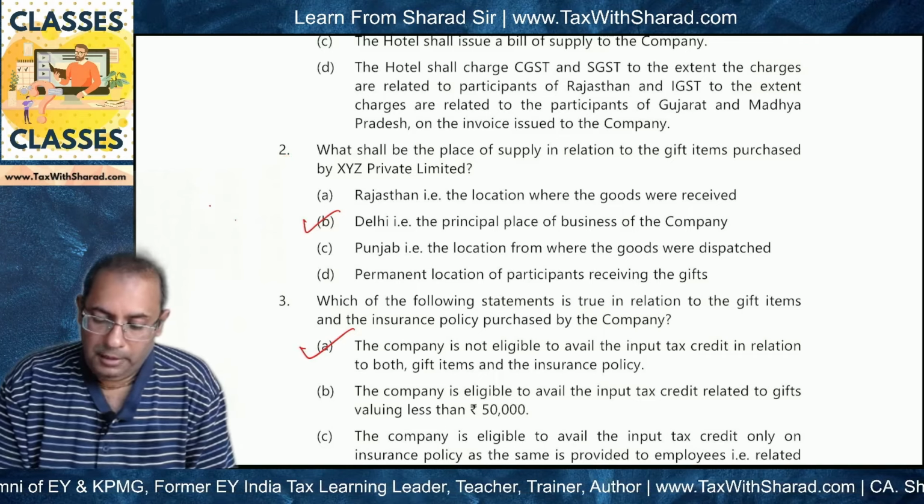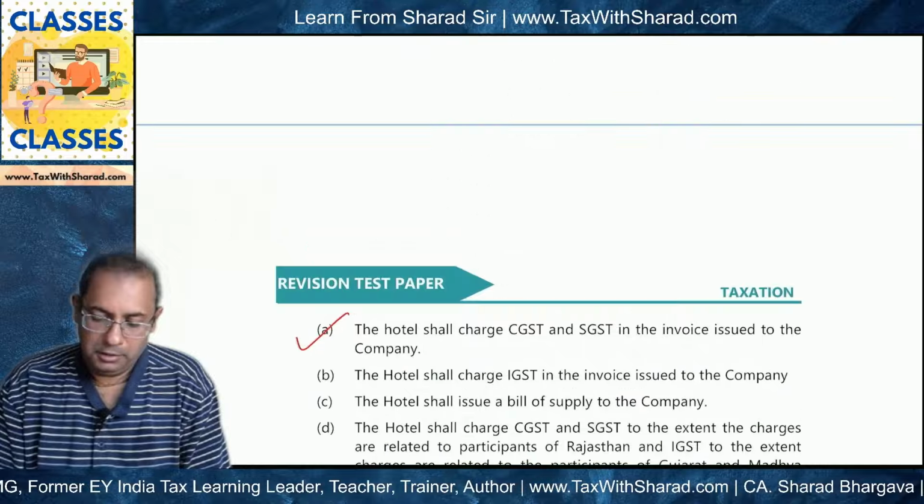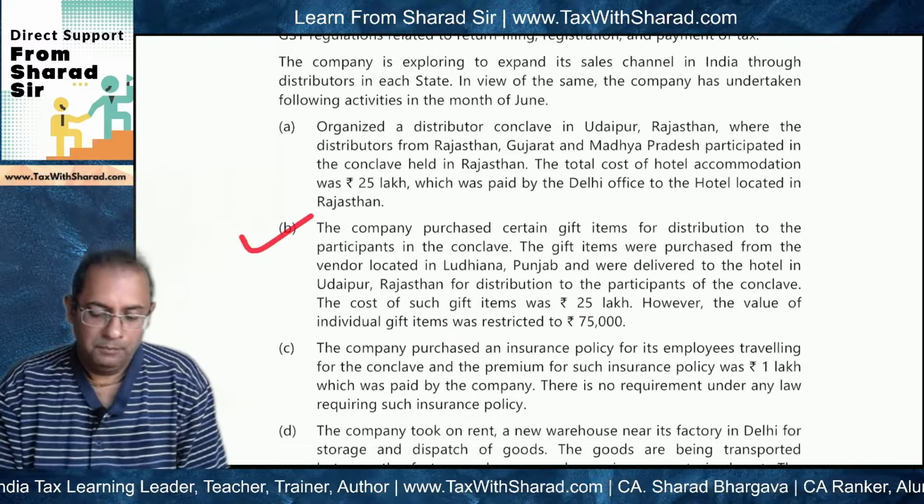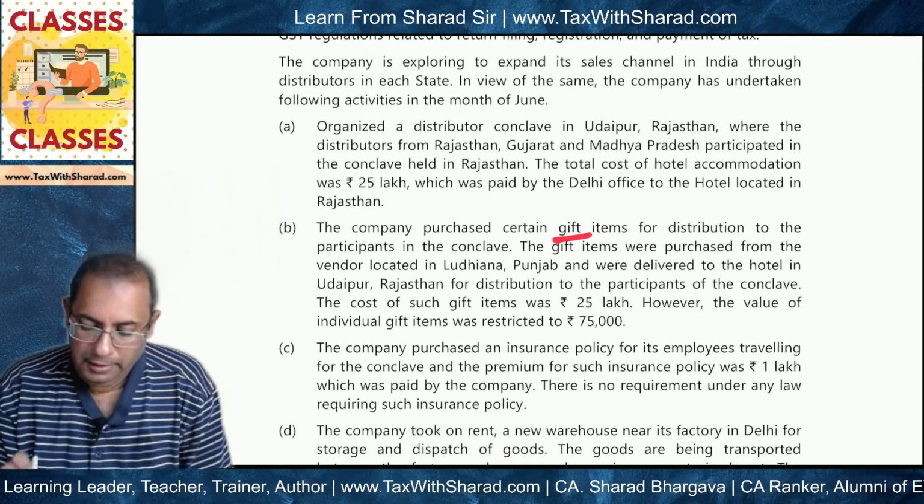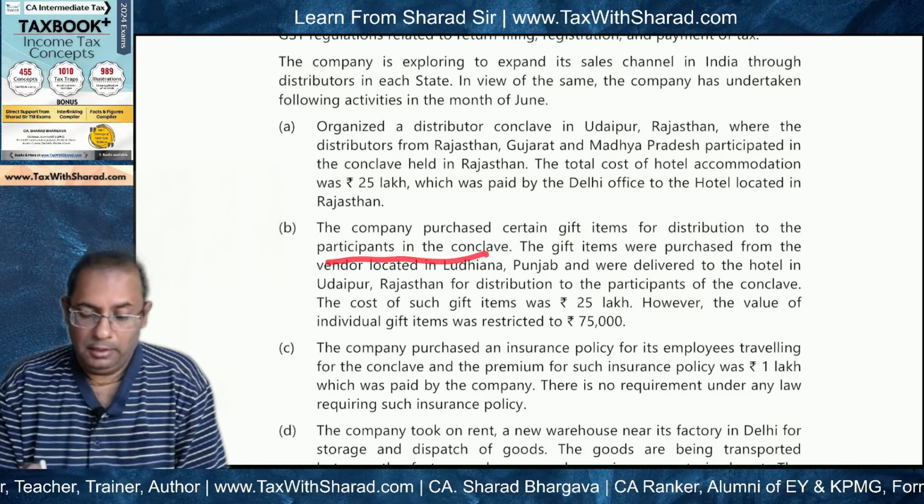Next question, what will be the place of supply in relation to the gift items purchased by XYZ Private Limited? So XYZ Private Limited has purchased some gift items, and this is point number B. The company purchased certain gift items for distribution to the participants in the conclave.